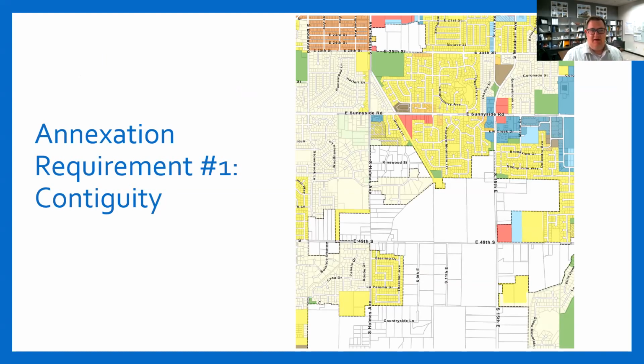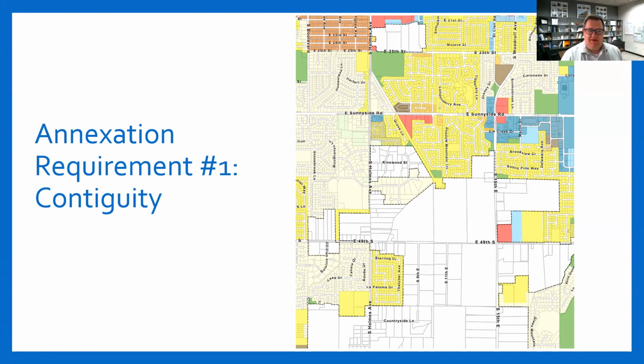So let's talk about universal requirements. And you're going to see this map a lot because it shows a lot of different principles of annexation. So the first one is contiguity. And when we talk about contiguity, we're talking about property that physically touches the existing city boundary. In order to be annexed, whether it's category A, B, or C, the property has to be contiguous with the existing city limits. Now, the statute itself actually uses the word adjacent as well. I think most cities use contiguous and adjacent as really the same word.